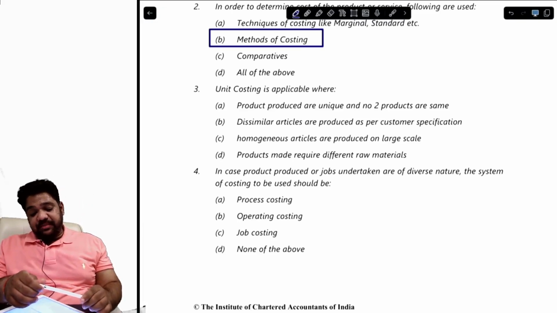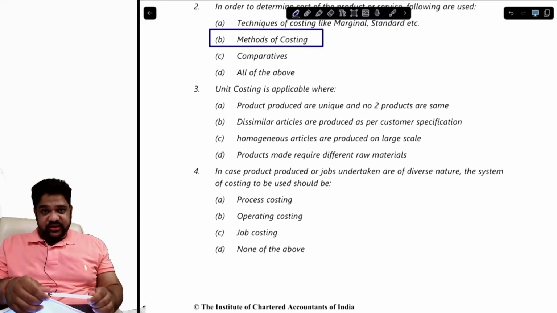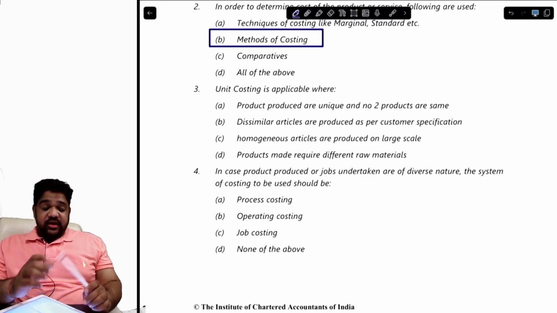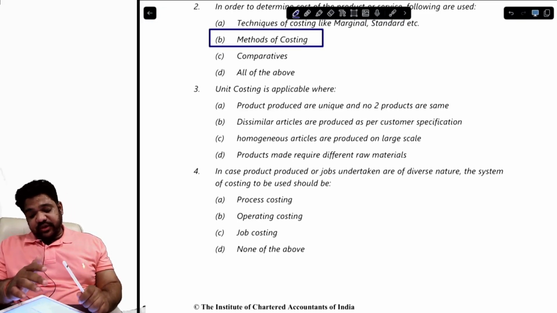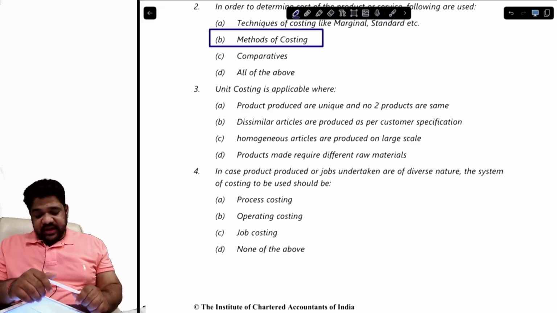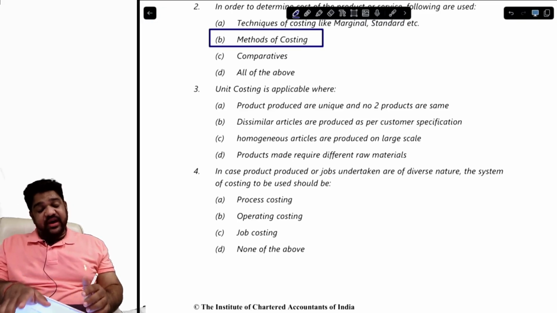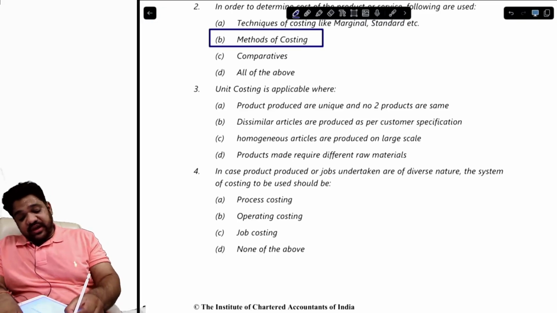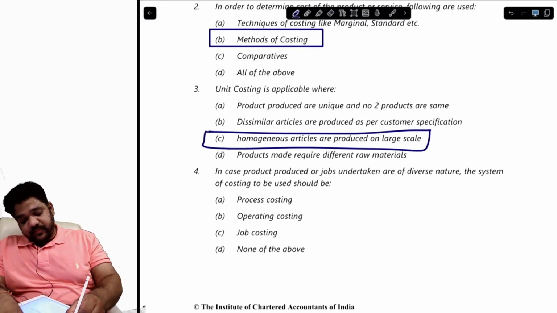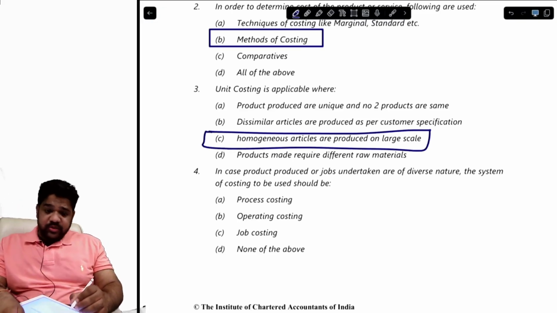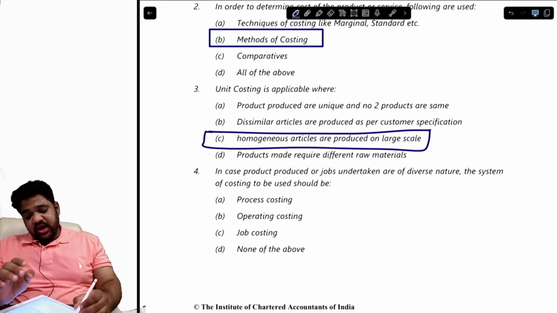So, unit cost is applicable where products produced are unique and no two products are the same. Dissimilar articles are produced as per customer satisfaction. Homogeneous articles are produced on a large scale, and products made require different raw materials. Now, I'll tell you the correct answer is homogeneous articles are produced on a large scale.